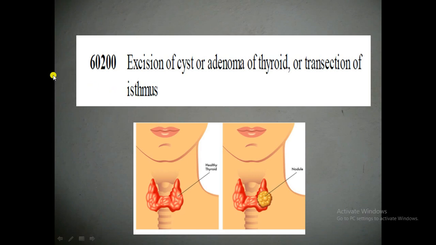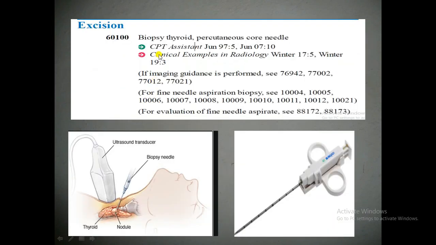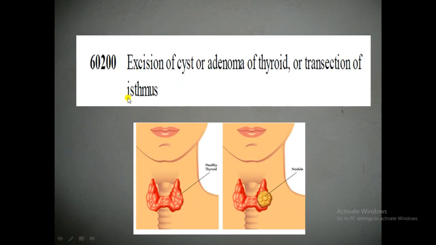In the medical report, if we see this procedure performed by the physician on a patient who has a cyst or adenoma or isthmus in the thyroid region, we have to code 60200. If biopsy thyroid is performed by the percutaneous core needle method, we have to bill 60100. So these two are the excision procedures of the thyroid gland.